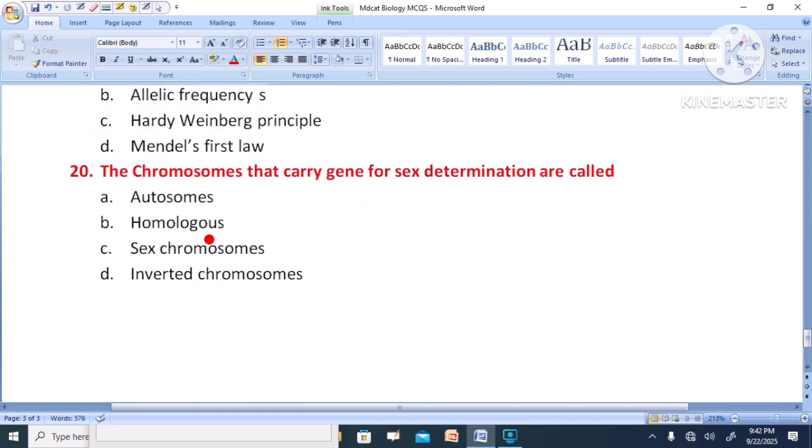So the last question is, chromosomes that carry genes for sex determination are called option A autosomes, option B homologous, option C sex chromosome, option D inverted chromosomes. So the right answer is option C, sex chromosome.